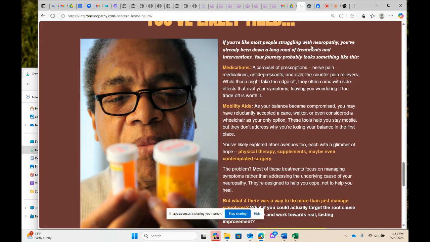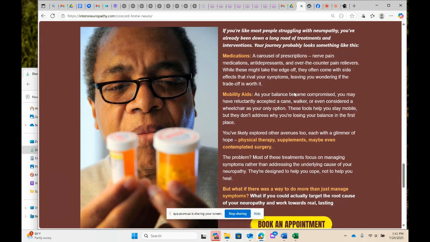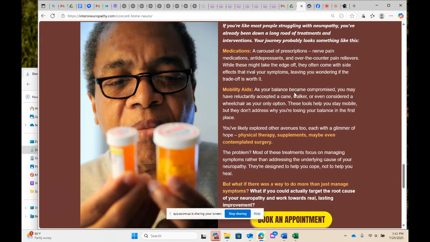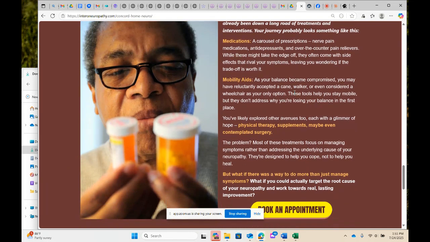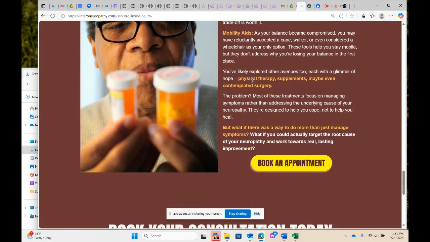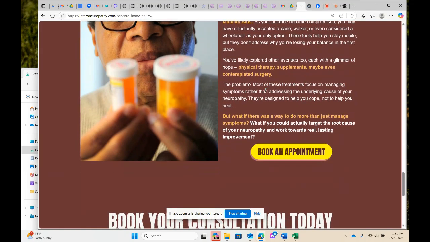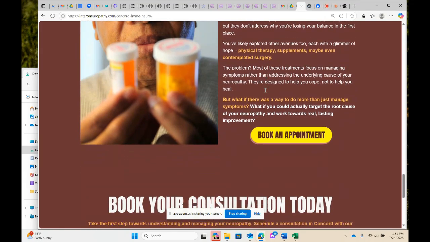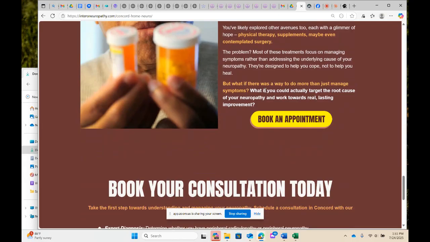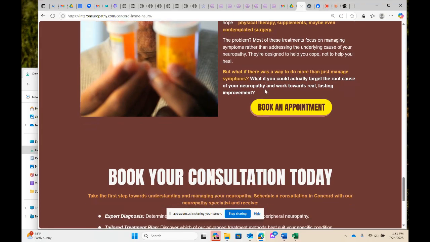Do you have neuropathy and you've gone down a long road of treatments and interventions? Your journey probably looks like this. Medications carousel. So again, this would be an individual ad. That's another ad. Mobility, and all of them combined as one. You've likely explored physical therapy, supplements, and maybe even contemplated surgery. No problem. Most of the treatment for management is not addressing the underlying cause of your neuropathy. They're designed to help you cope, not to help you heal.